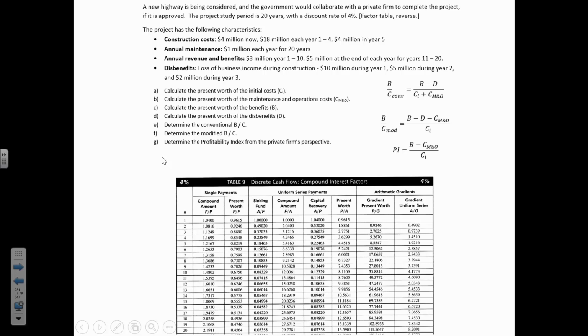Okay, so the 4% table's on the back side. You've got all the formulas you need. We're going to analyze this over a 20-year study period and try and find out whether this highway should be built. Is it justified or not justified? And remember, the criteria is we're looking to see if the B to C ratio is greater than 1.